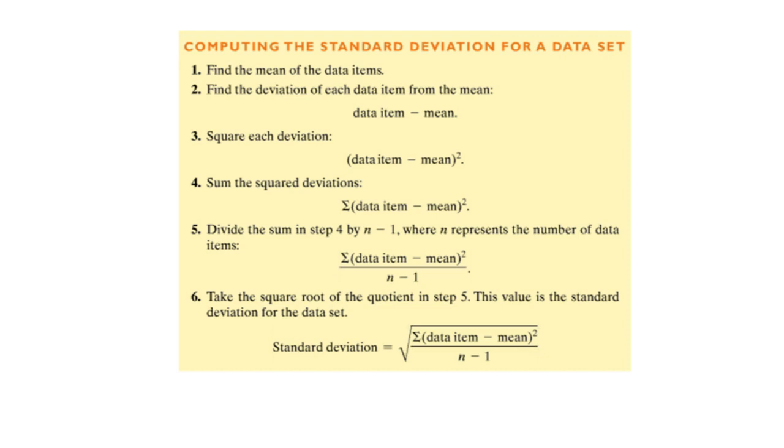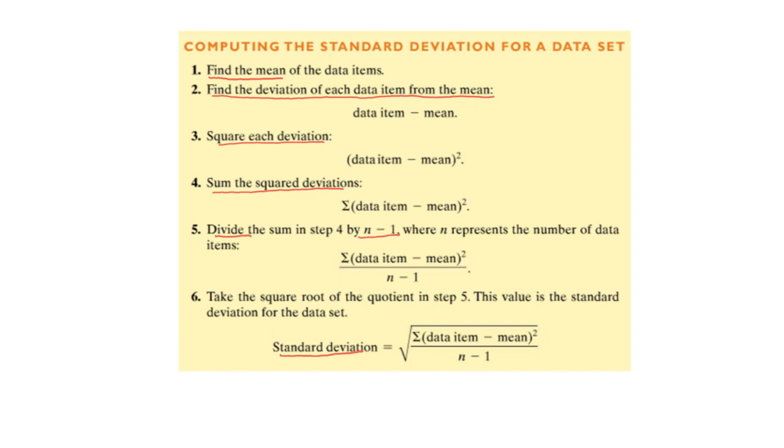So this is how you calculate the standard deviation for a data set. Number 1 step, find the mean. Next, we're going to find the deviation of each of the data values from the mean. Then we're going to square those deviations, and then we take the sum of those squared deviations, and then we divide that by n minus 1, and we take the square root of all of that. And this will give you the standard deviation.